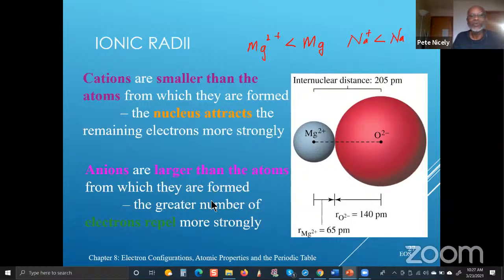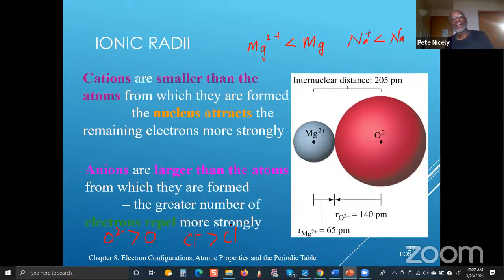And the reason why is because when you add electrons to an atom, you're increasing repulsion between the electrons, and therefore the anion size will swell up to be larger compared to the atoms from which they're formed. So the oxide ion, for example, would be larger in size compared to the oxygen atom, and the chloride ion would be larger in size compared to the chlorine atom, for example.